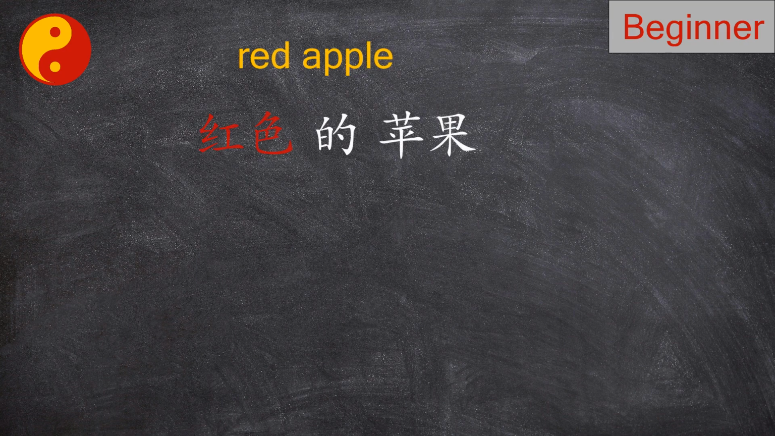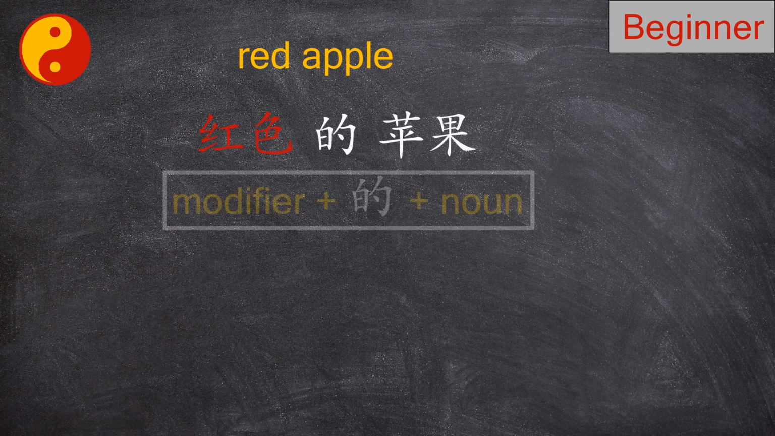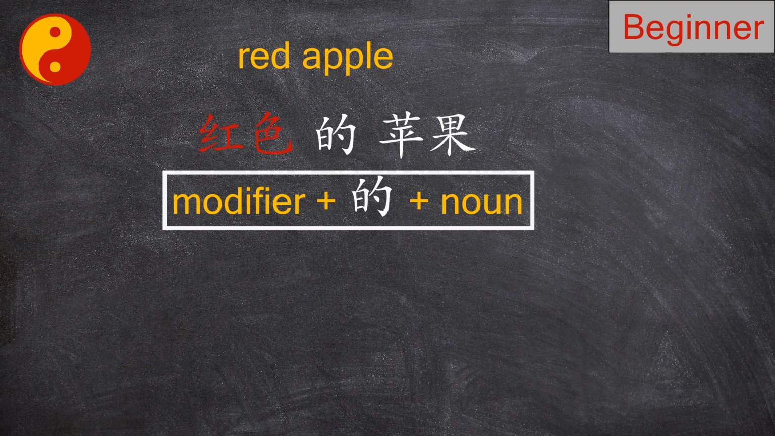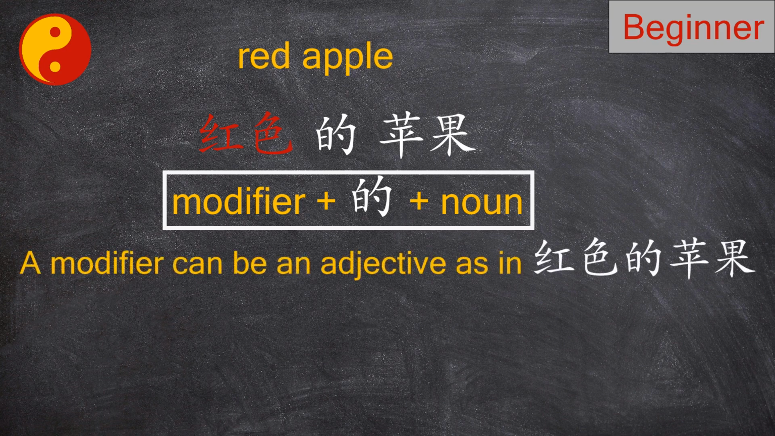Do you know how to say red apple in Chinese? 红色的苹果. The structure is modifier plus the plus noun. The word 红色, meaning red, is an adjective. A modifier in its simplest form can be an adjective, as in 红色的苹果. In this phrase, the word 红色, an adjective, acts as a modifier for the word 苹果.